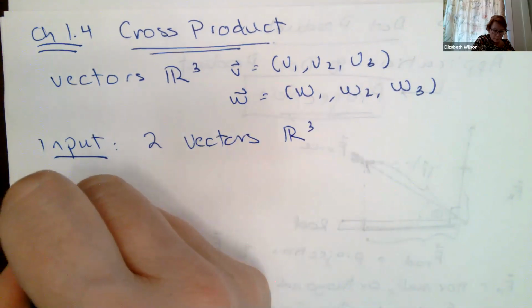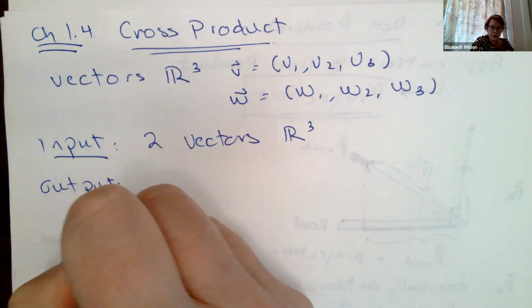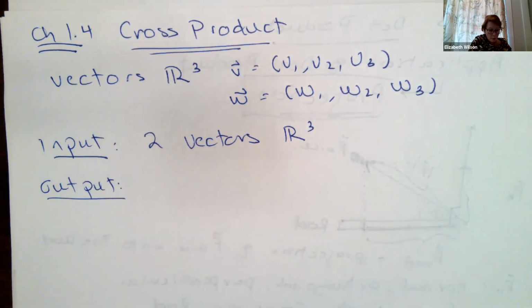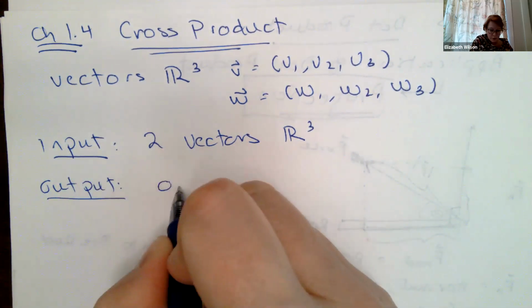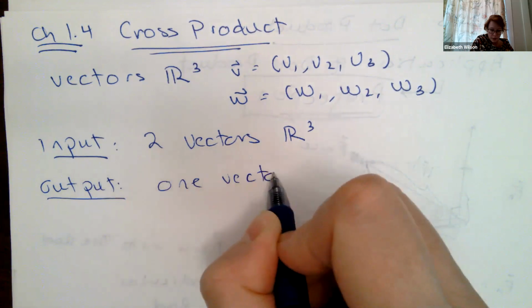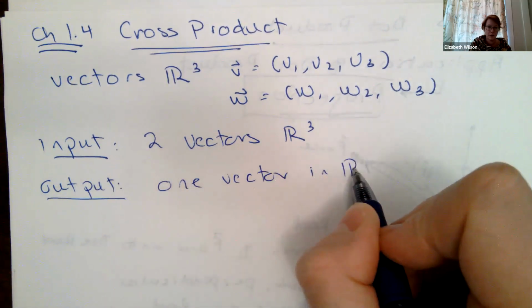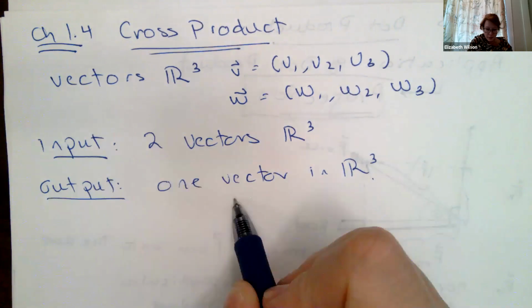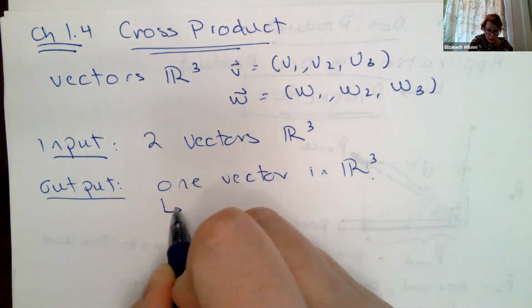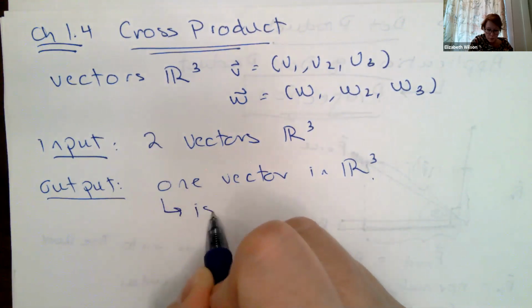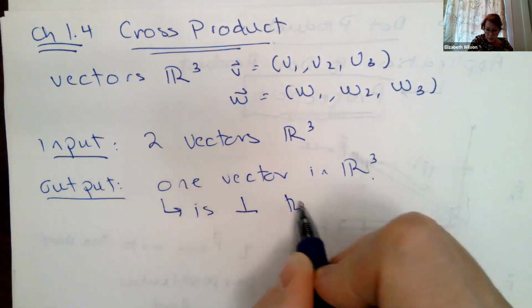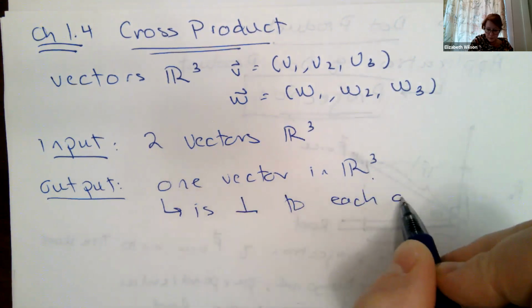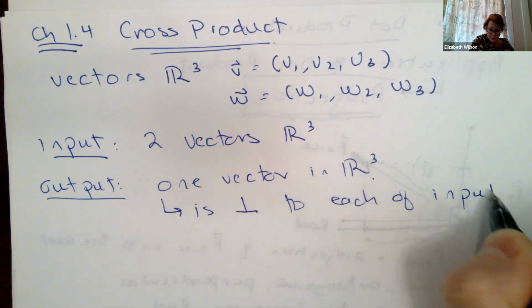The output that we get out of the cross product, which is different than the dot product, is one vector. And that's also a three-dimensional vector. So we take in two vectors and we get out one vector. The important thing about this output vector is that it is perpendicular to each of the input vectors.